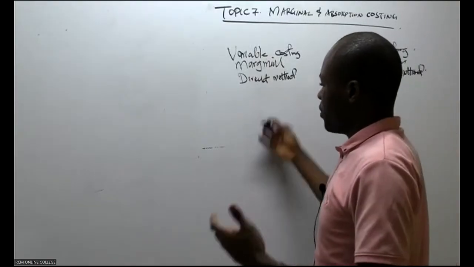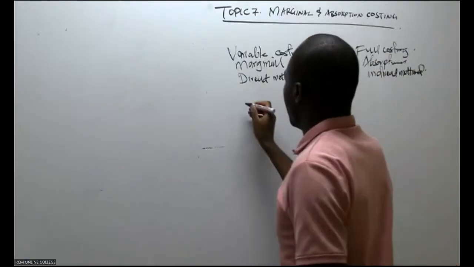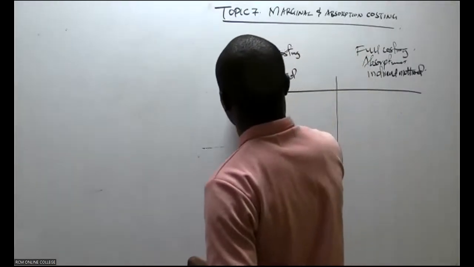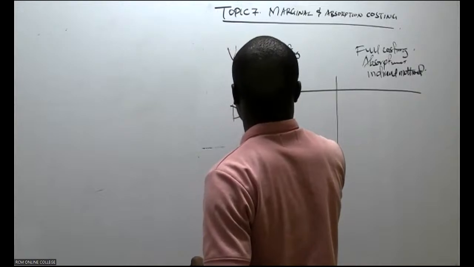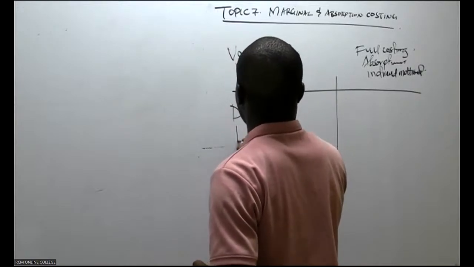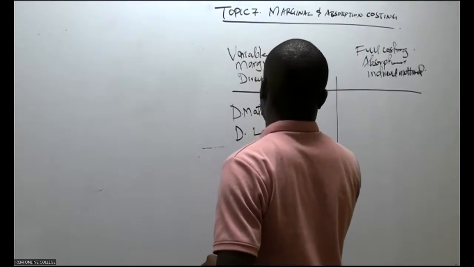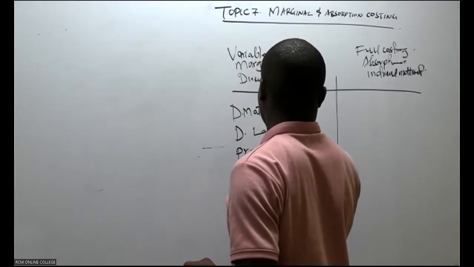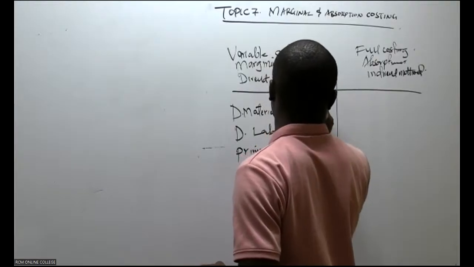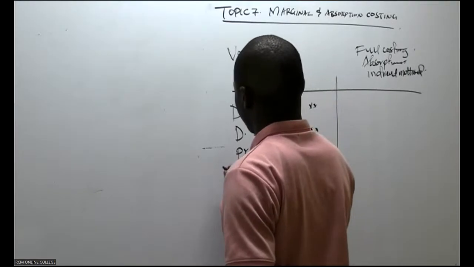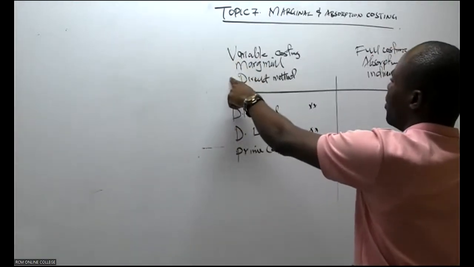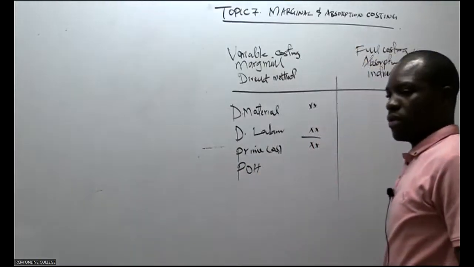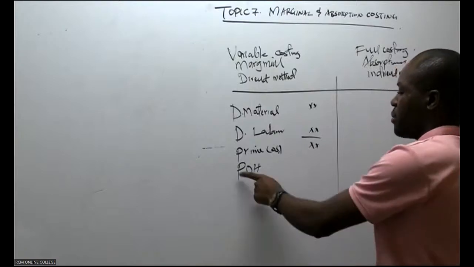How do we get the cost of the products under marginal costing? Remember what we said the other day, that for us to get the cost of a given product, we are going to have direct material, direct labor, plus any other direct cost for us to arrive at what we call prime cost. Then we add production overheads.